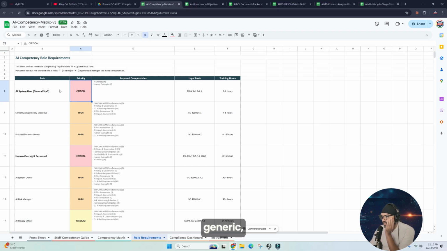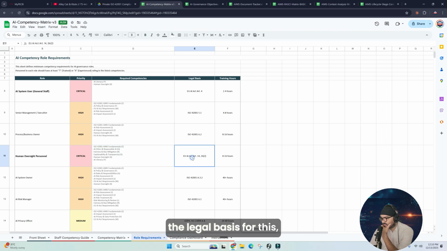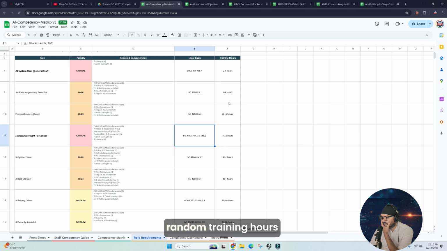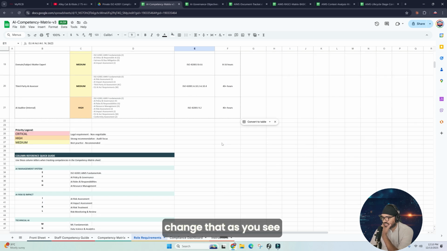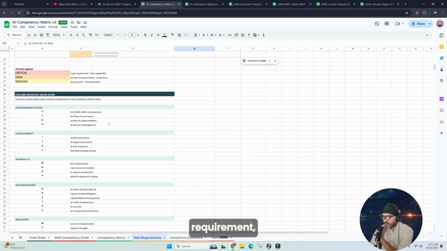And this is kind of generic, but I say it's generic, it's not generic, but it shows you, for example, human oversight personnel, what's the priority, critical, the required competencies, the legal basis for this, and then sort of a random training hours required. Change that as you see fit. Priority legend, critical, high, medium, best practice recommended, strong recommendation for audit focus, and legal requirement, non-negotiable. And you can use these column letters when tracking competencies in the competency matrix sheet.